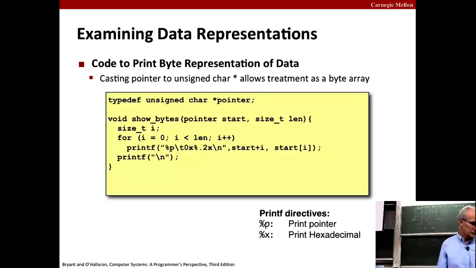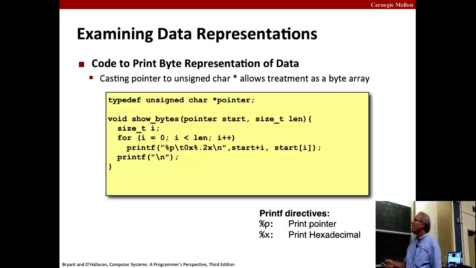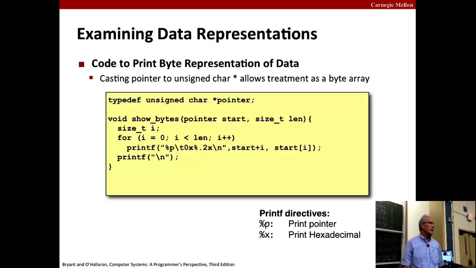Question? What exactly is the pointer type? Is that like a void star or something? Well, I've defined it to be an unsigned char here. Typedef is a way to introduce a name for some data type, right? So I've just declared a pointer, quote, pointer, to refer to an unsigned char. If you did a void star, it would not be happy with this reference here, right?